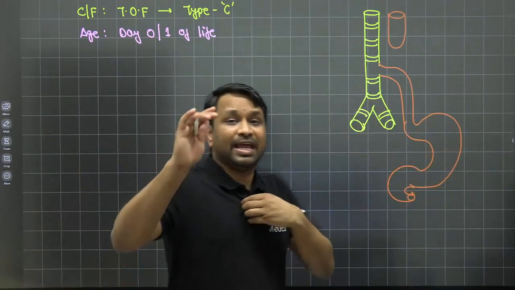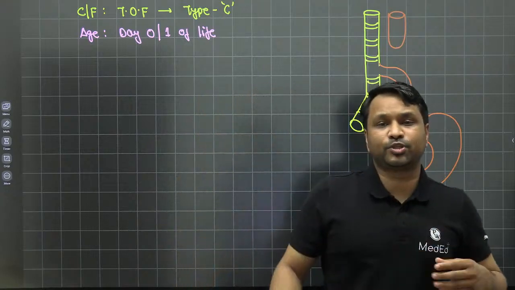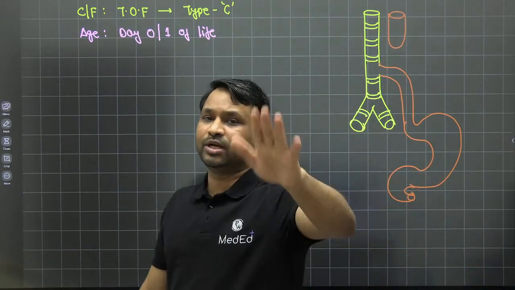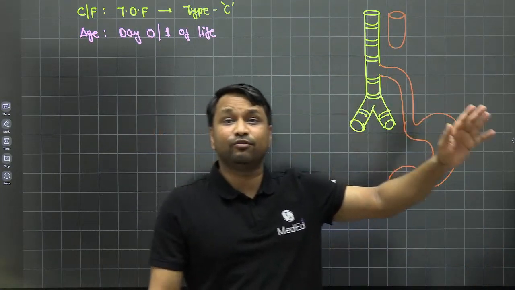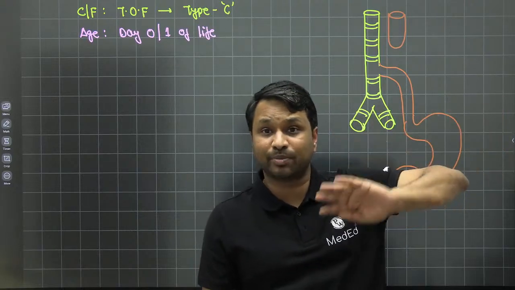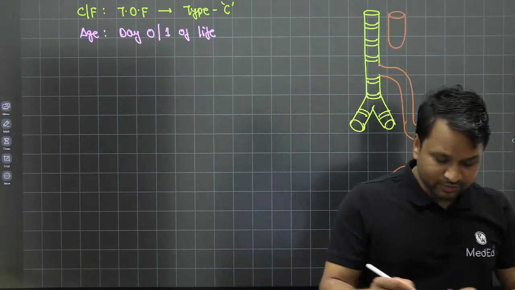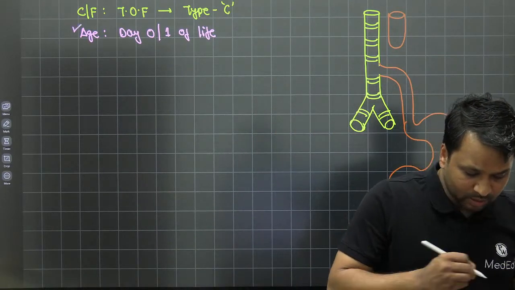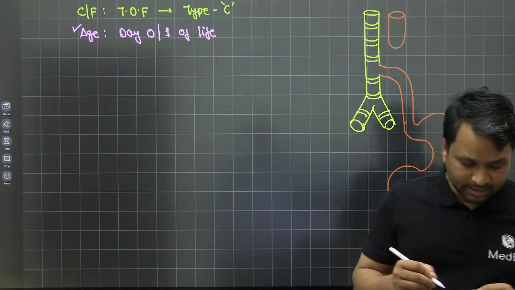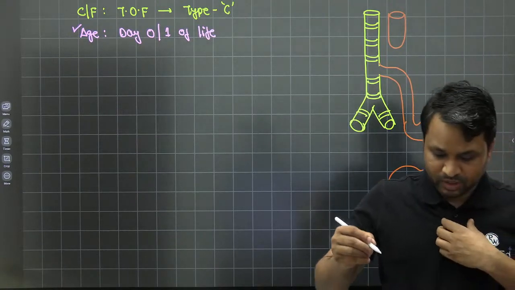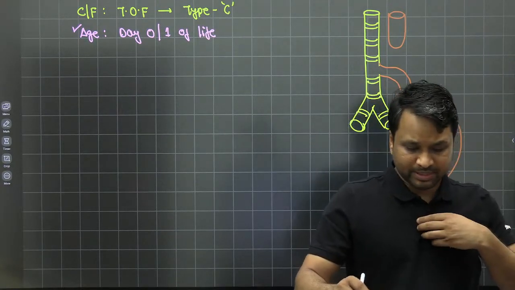So here's the concept. Any baby who has a frank obstruction will present to you on day 0 or day 1 of life. Any baby who has a relative obstruction like narrowing or stenosis will usually present after 1 month of life. So here I have a baby on day 0 or day 1. So what will be the complaint that you will be seeing?